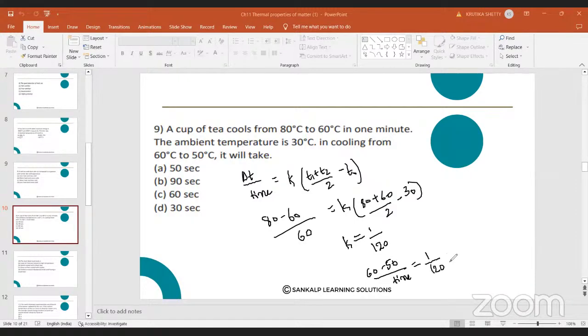So it is 1 by 20 into bracket 60 plus 50 divided by 2 minus 30. Okay? So here we need the time t. If you simplify this, t is equal to, you will get it as 50. Check it out. You will get maybe 48, 49, something. So that is not there in the options. Directly we can take the nearby option, that is 50 seconds. 50 seconds. Right? So solve this. You will get option A as the answer. Okay, I'll go to the next question.